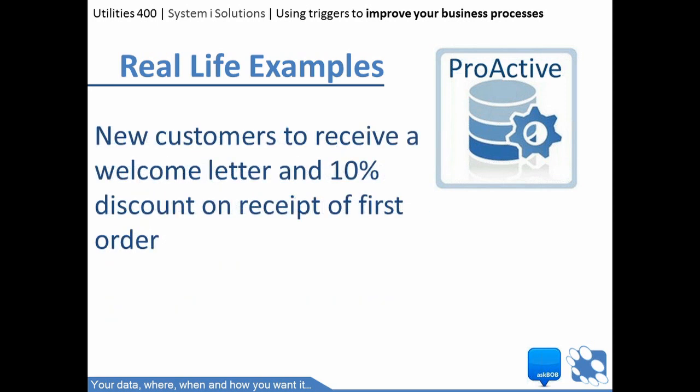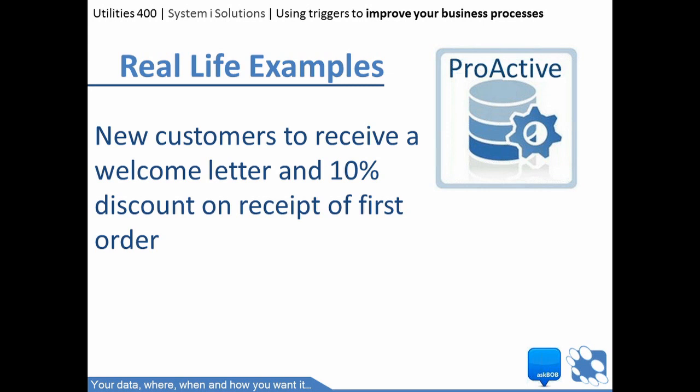Some other examples that are quite easy to implement. For example, one customer wanted, whenever a new customer placed an order, to send them a welcome letter and give them a 10% discount on receipt of the first order. So without having to change the ERP system whatsoever, by adding a trigger onto the file, a trigger before the update occurred, the trigger program would look on the order file and say, is there an order for this customer? If not, it then sends them a welcome letter, and it adds a 10% discount onto the bottom of the order as a line.